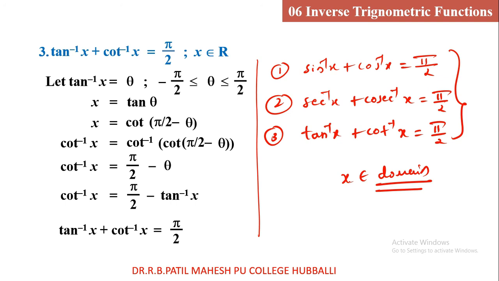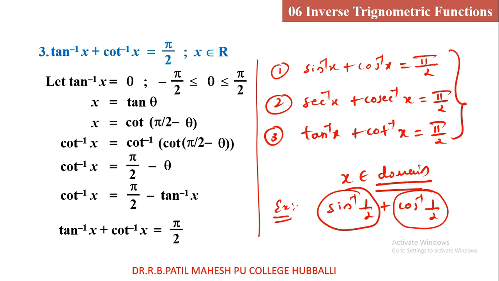Why do we have to study these three properties? Suppose an example of sin inverse 1 by 2 plus cos inverse 1 by 2. Instead of simplifying the principal values of sin inverse 1 by 2 and cos inverse 1 by 2, directly apply sin inverse x plus cos inverse x is pi by 2. So directly here x is 1 by 2 in both, so you can write the answer pi by 2. Instead of simplifying with principal values, you can use these three properties.